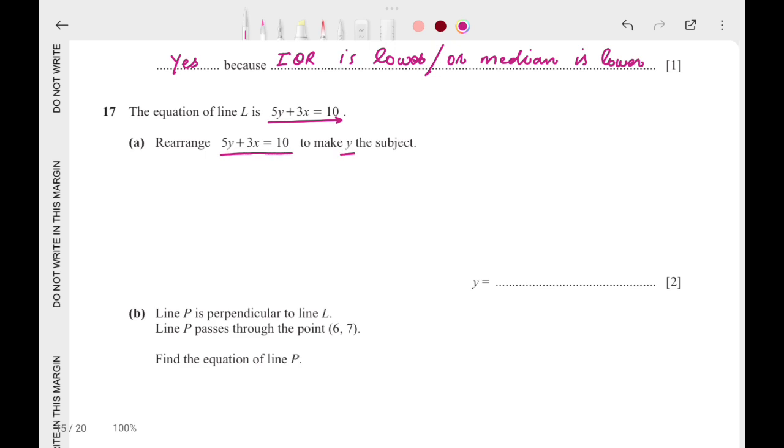So this is a very simple question. We have to make y the subject, that is 5y is equal to minus 3x plus 10. By dividing by 5 on both sides, we can arrange this. So y would be minus 3 over 5 x plus 2. So this would be the answer.